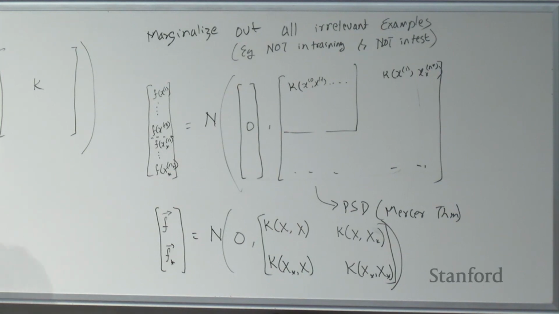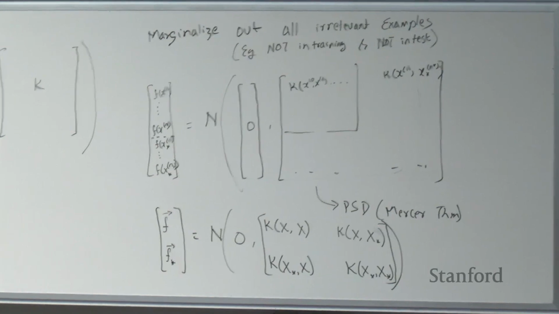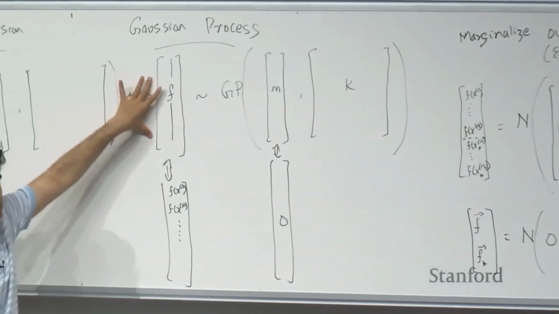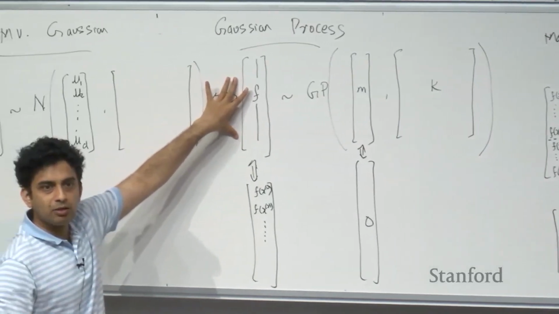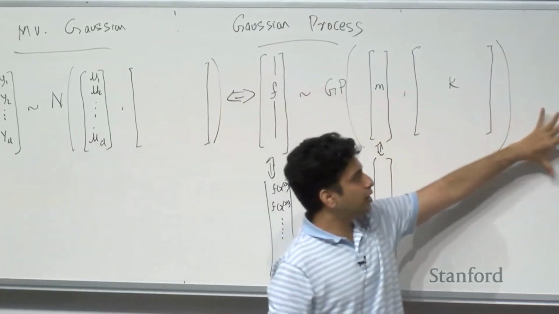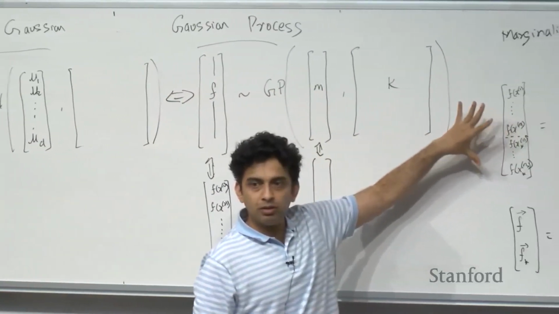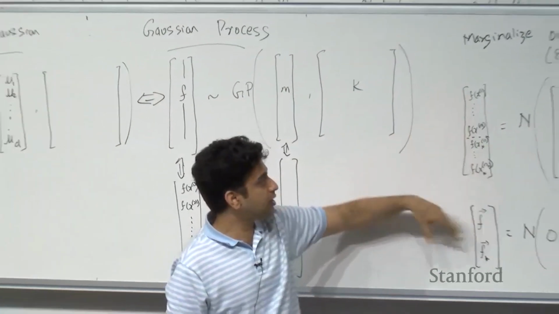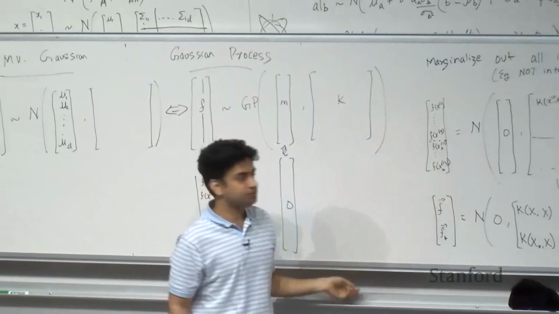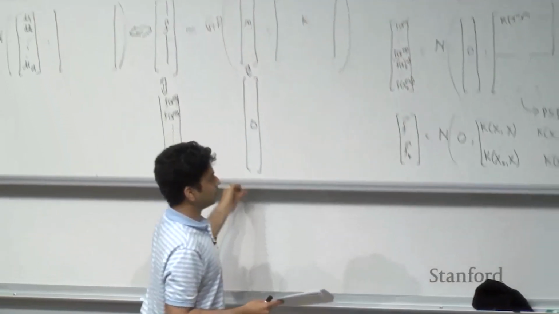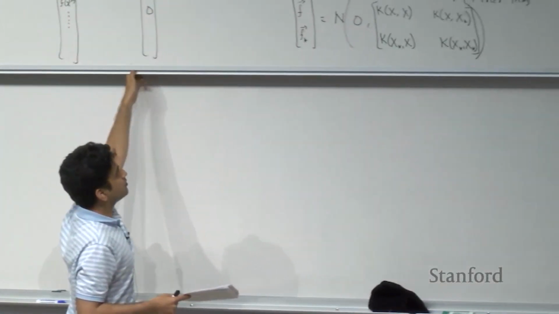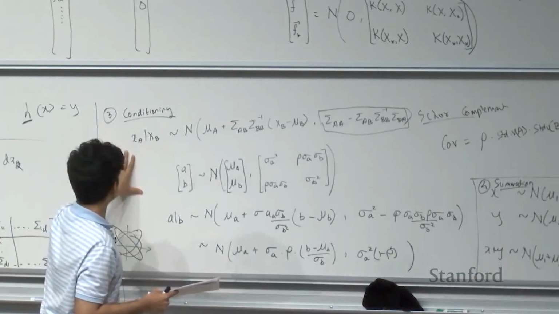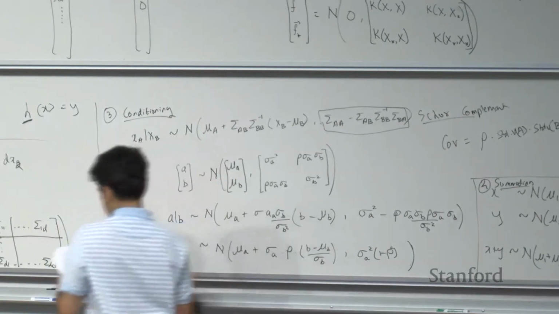Right. So we started with an infinite dimensional functional space, and then marginalized out every example that is not of immediate concern to reduce ourselves to a Gaussian distribution, a multivariate Gaussian distribution over the set of training and test examples. All right. And with that, we're almost there.